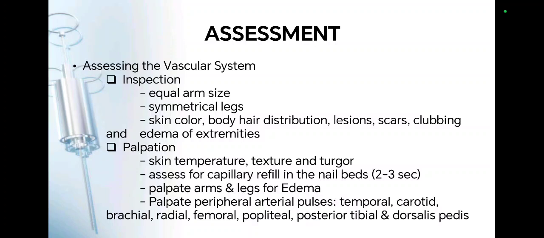So palpate peripheral pulses. Again, these are the ones that I have mentioned earlier. We have your temporal pulse, carotid pulse, brachial pulse, radial pulse, femoral pulse, popliteal pulse, posterior tibial, and dorsalis pedis. So you check for, or grade, the pulse.